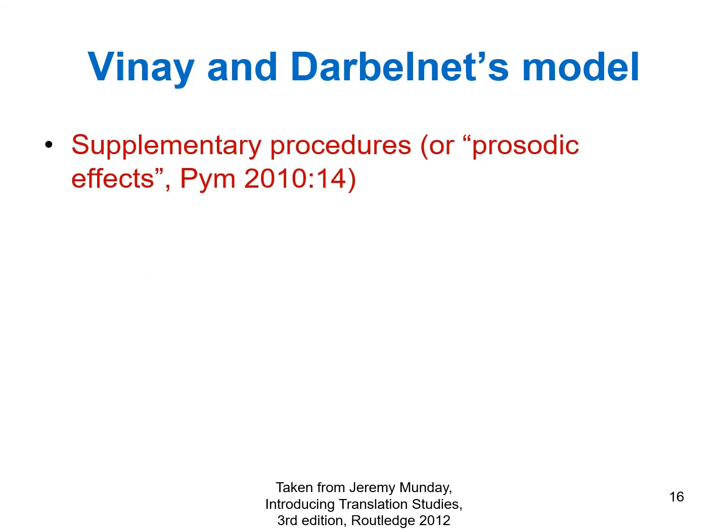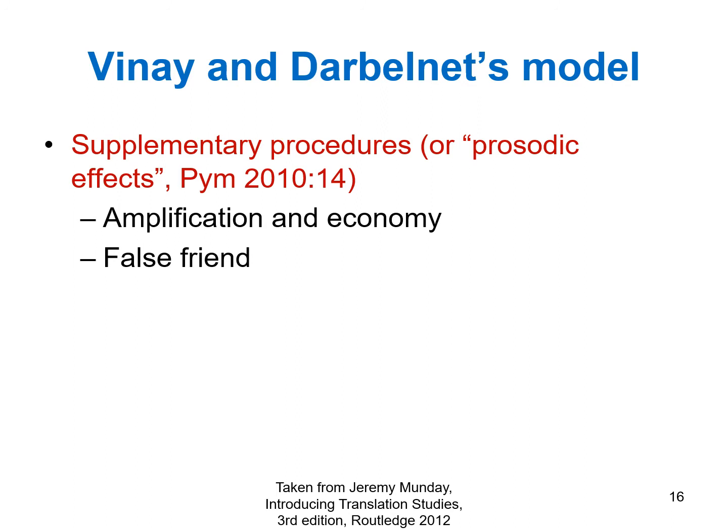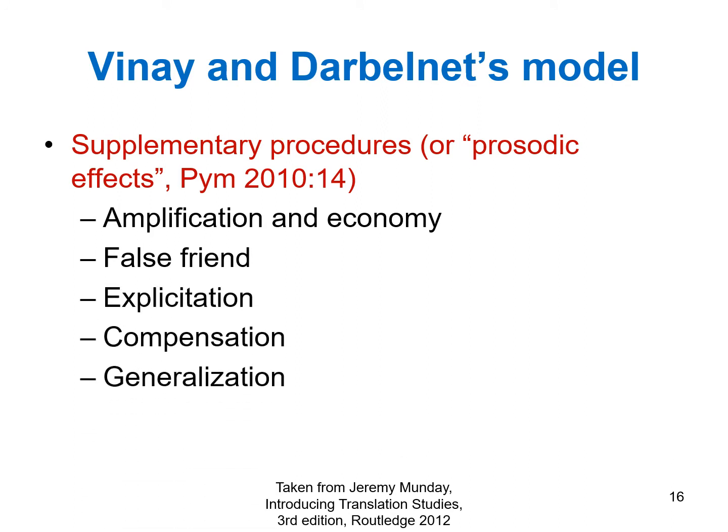In Vinay and Darbelnet's model, and this varies from author to author, we have supplementary procedures, or as Munday calls them, prosodic effects, results of applying the other procedures: amplification and economy, false friend, explicitation, compensation, and generalization. So let's have a look at each one with some examples. I think that those would be useful.